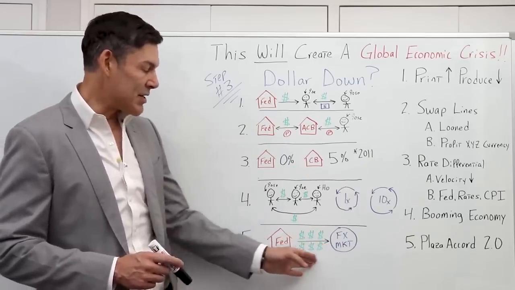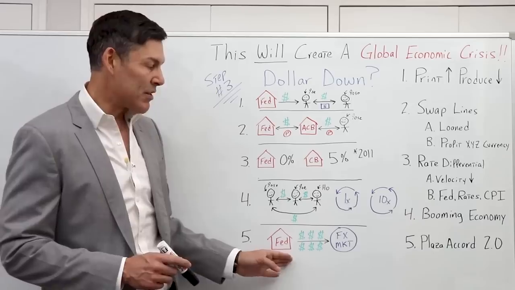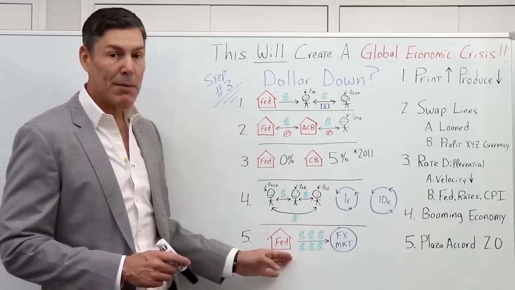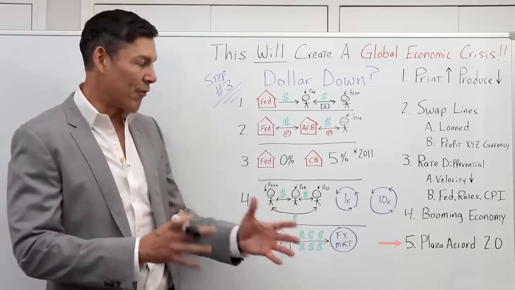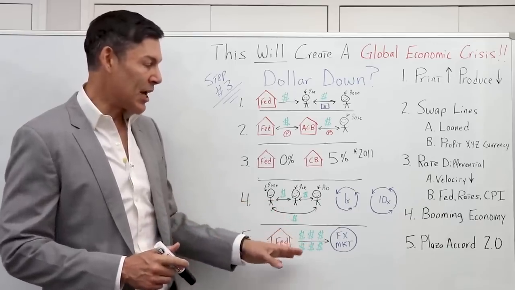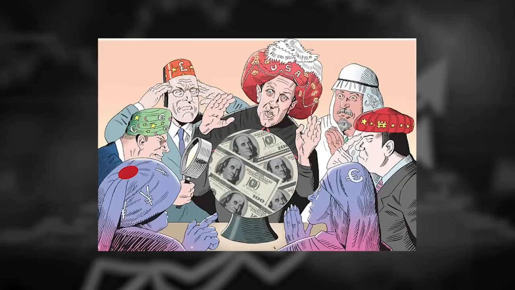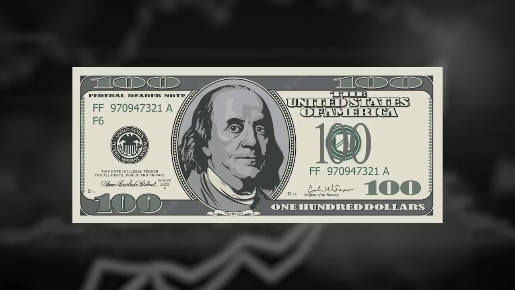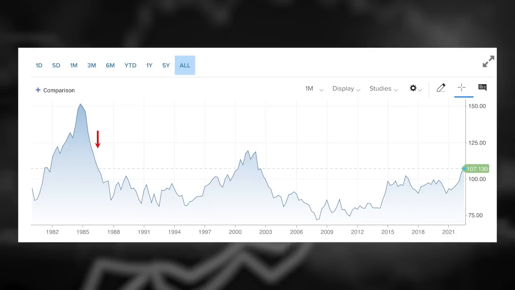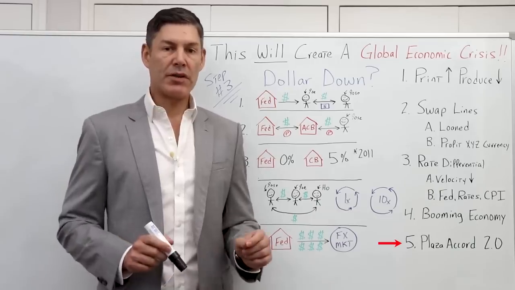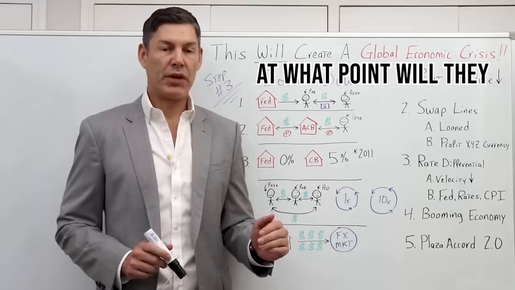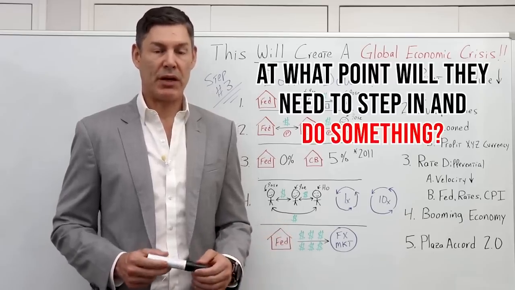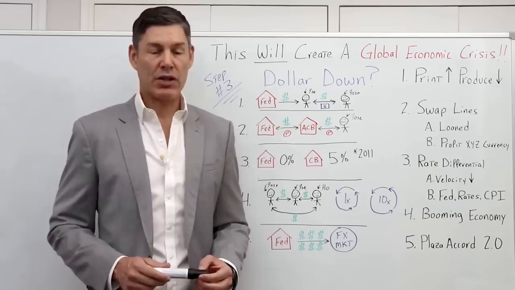Now, this gets very technical, and I'm not going to dive into that, but this is basically the gist of how they might do a Plaza Accord 2.0. They could do it in a different way, who knows? But the main takeaway is that the central planners would come together and artificially lower the value of the dollar, just like they did back in the 1980s. So then with the Plaza Accord 2.0, the question becomes, well, at what point will they need to step in and do something? And I can't answer that question for you.